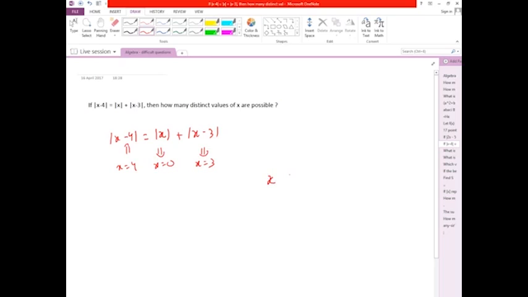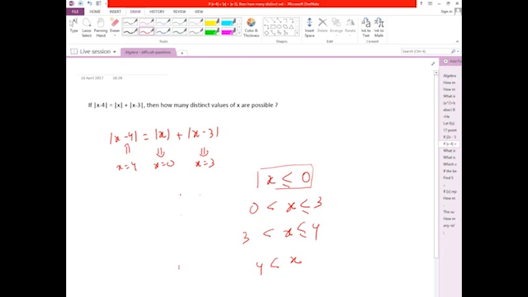What will the expression be for x less than 0? What will it be for x between 0 and 3? What will it be for x between 3 and 4? And then what will it be for x greater than 4? Include 0 on one side, whichever side you prefer, and just break these expressions in these ranges, solve, and then you should get whatever values you get. You need to check that they lie in this range.